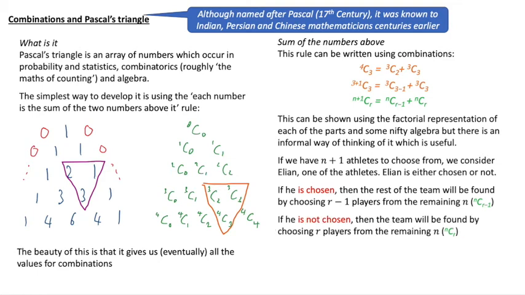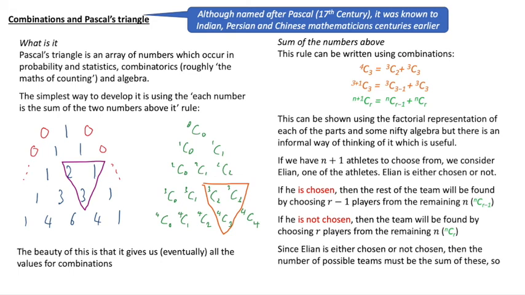If, however, Elian is not chosen, then the team will be found by choosing all r players from the remaining n. So that would be nCr. So those are the only two possibilities. Elian is either chosen or not. And so we see that the number of possible teams must be the sum of those. So that gives us our n plus 1 CR equals nC(r minus 1) plus nCr as before.